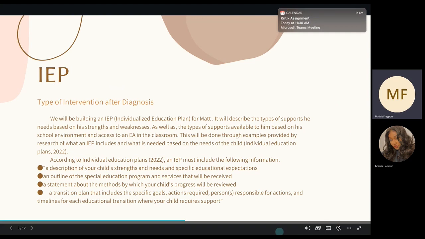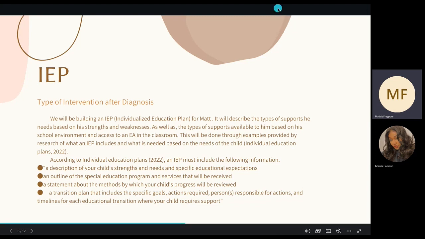So the type of intervention that we're going to be using after his diagnosis is an IEP, an individualized education plan for Matt. It will describe the types of supports he needs based on his strengths and weaknesses, as well as the supports available to him based on his school environment. Some things included in individual education plans are descriptions of the child's strengths and needs, an outline of the special education program and services that will be received, a statement about the methods by which your child's progress will be reviewed, and a transition plan that includes specific goals, actions required, persons responsible for actions, and timelines for educational transitions where your child requires support.